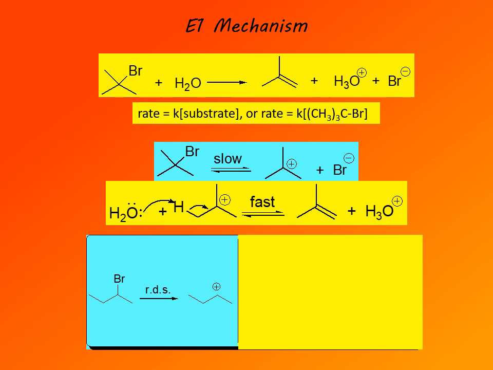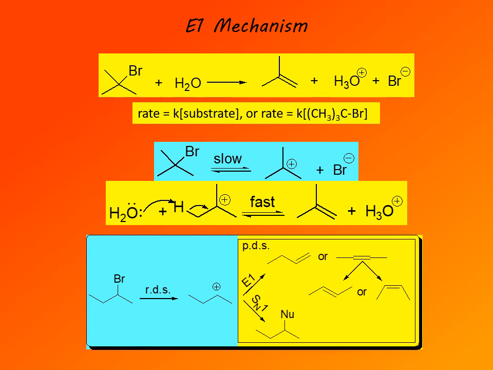And so now we can summarize the reaction mechanism. The first step is the rate determining step, the slow step, formation of the carbocation, and the second step is the product determining step. Now you can understand why this is a product determining step, because the carbocation, as you have seen earlier, can undergo SN1 substitution reaction with a nucleophile.